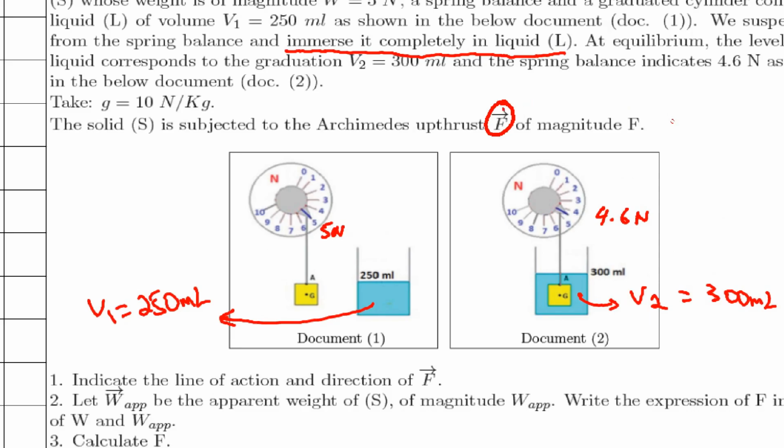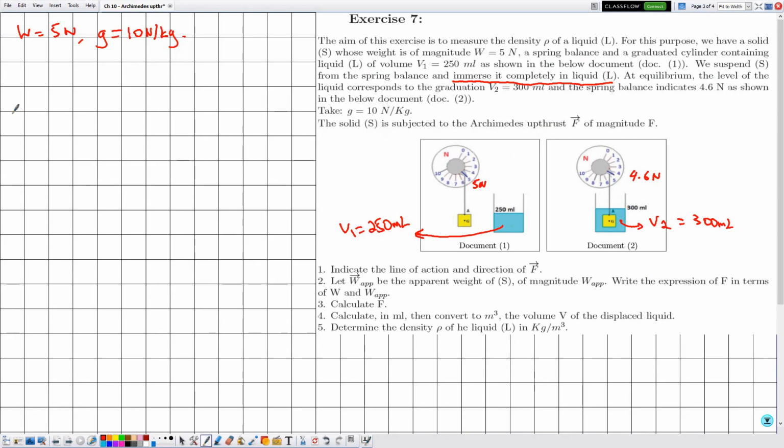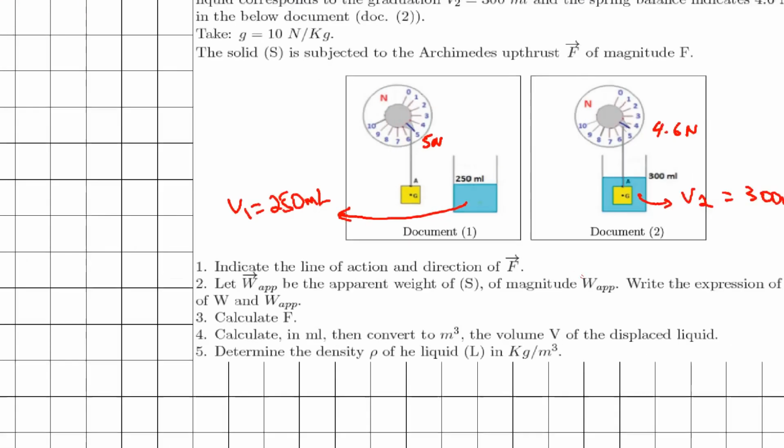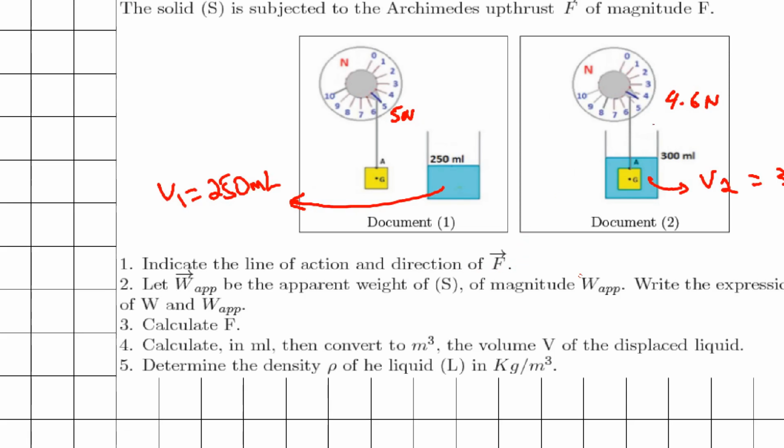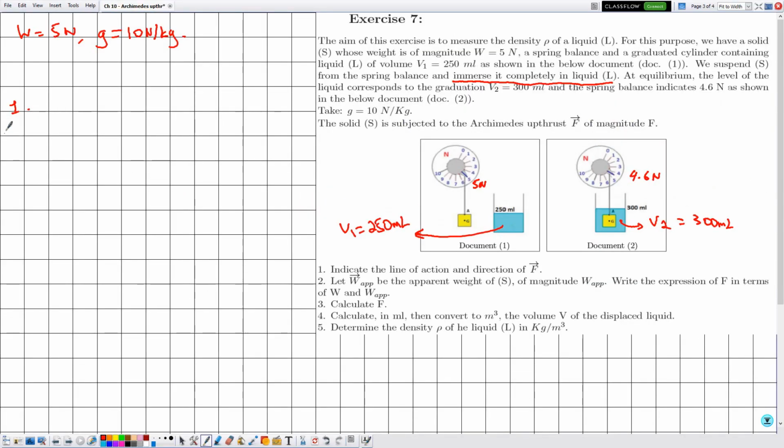So this represents the Archimedes upthrust. Number 1, indicate the line of action and the direction of F. We always know that F acts on a solid immersed in a liquid always vertically upward. Then the line of action is vertical, and the direction is upward.